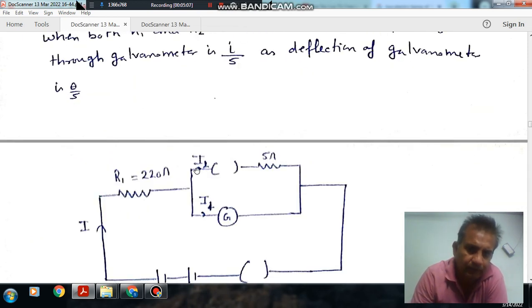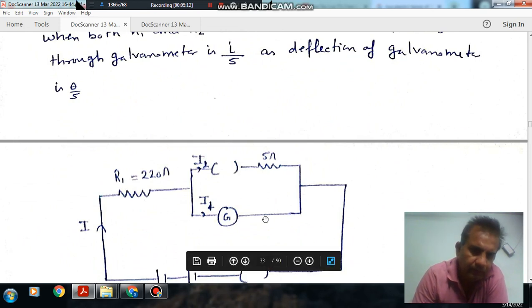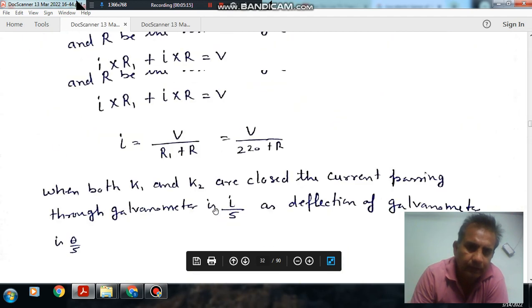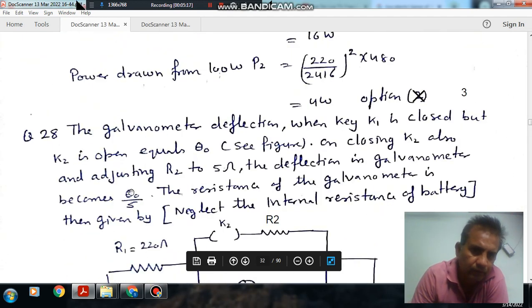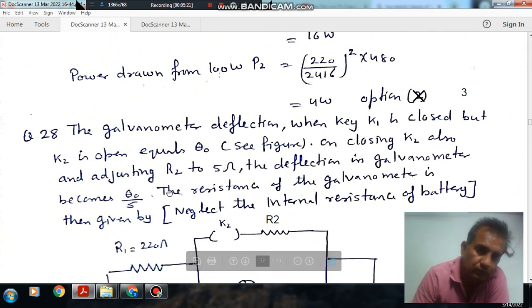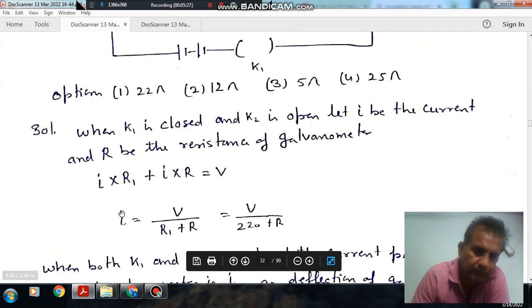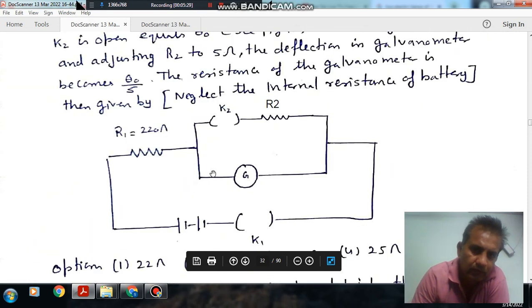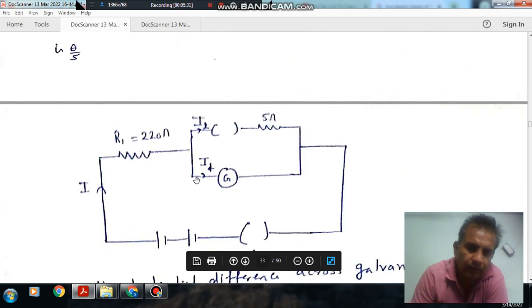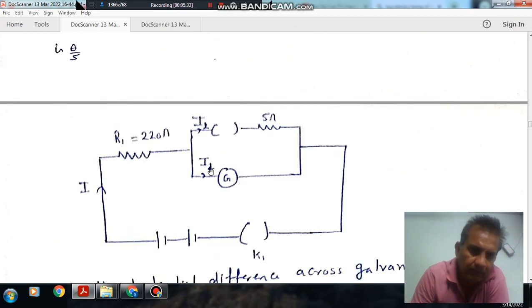So let I2 be the current flowing in this 5 ohm resistance, and I1 be the current flowing through the galvanometer. Now it is given that the deflection of the galvanometer is theta naught by 5, and the initial deflection was theta naught. So it means 1/5 of the previous current I is flowing through the galvanometer. So I1 is I by 5.